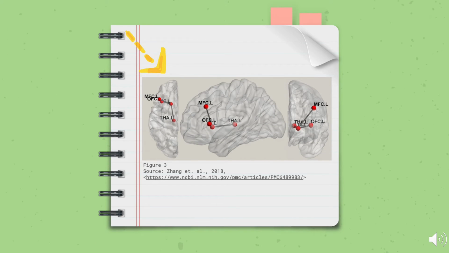An example of this is in Figure 3, which is a suicide circuit present in patients with major depression who committed suicide. There are abnormal connections on mainly the left anterior side of the brain, which includes the left middle frontal cortex, the left thalamus, and left anterior limb of the internal capsule.